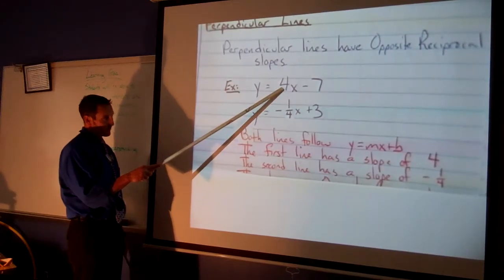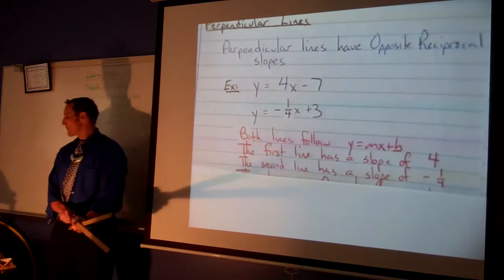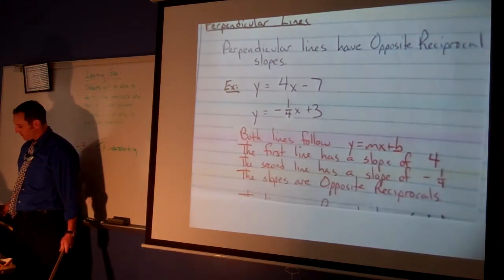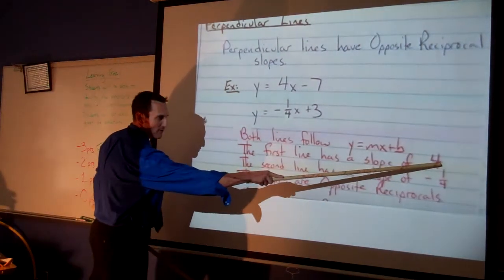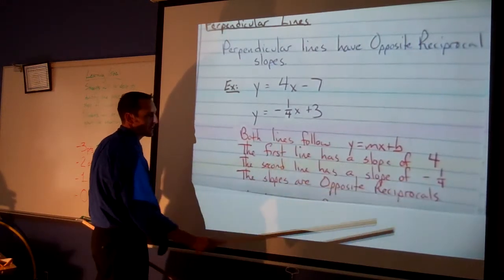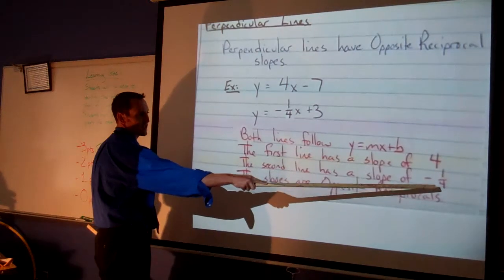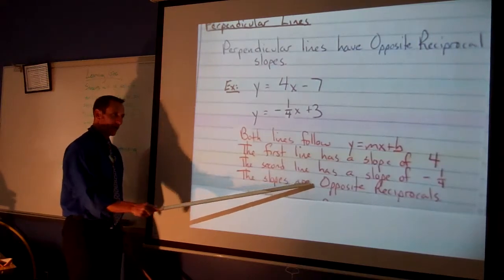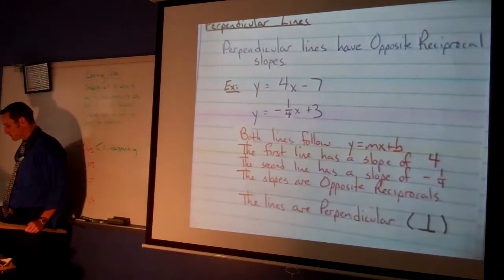First line has a slope of 4. Second line has a slope of negative 1/4. From the previous knowledge that I covered, we can remember that those are opposite reciprocals. The opposite reciprocal of 4 is negative 1/4: flip it, change the sign. And the opposite reciprocal of negative 1/4, flip it, change the sign, is 4.